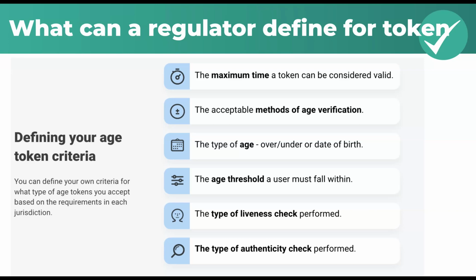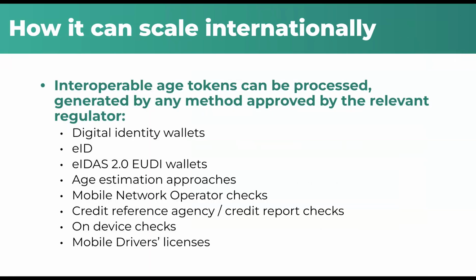The type of liveness checks, because not all of the liveness checks are created the same. There are different degrees of security. There are some ISO standards that establish the strength of liveness checks in terms of level 1, level 2, and now we're seeing more effort into injection attack detection systems. So it's not only the presentation attack, but also how do you make sure that there is no deepfake or generative AI video injected into the system. So all of that will be allowed to be set by the regulator in terms of what's acceptable or not. And the type of authenticity check that's performed.